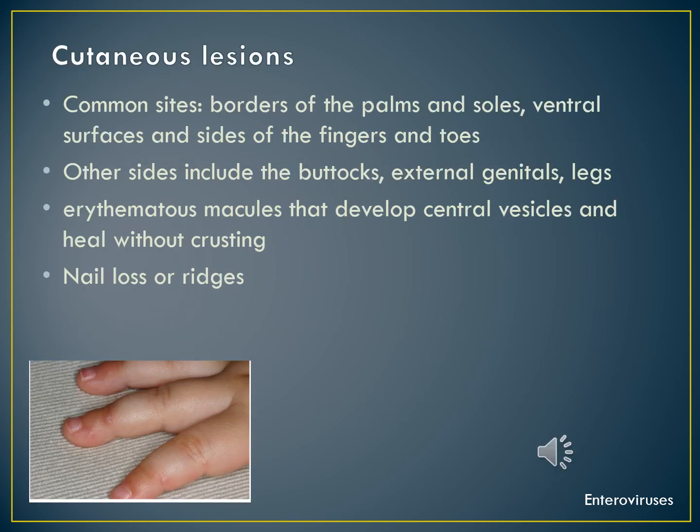Cutaneous lesions of hand, foot, and mouth disease range from a few to dozens. It primarily affects the borders of the palms and soles, ventral surfaces, and sides of the fingers and toes. It rarely includes the buttocks, external genitals, and legs. Lesions begin as erythematous macules that develop central vesicles and heal without crusting. In some cases, nail loss or ridges may ensue after several weeks.